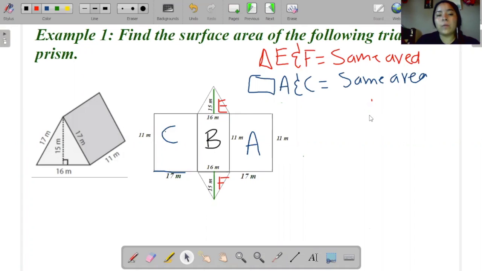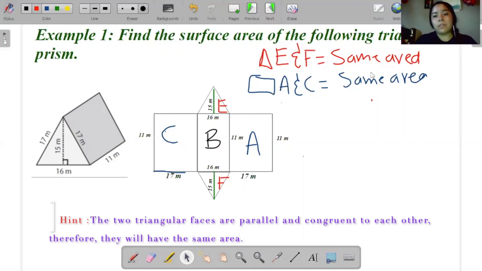To find its area, we only have to find the area of each shape individually and then add them together. So in this case, we're going to find the area of each triangle and then the area of each rectangle and then add them together. But before we start, I noticed that the 2 triangles, E and F, have the same length for the base and the same height. So that means that triangle E and F will have the same area.